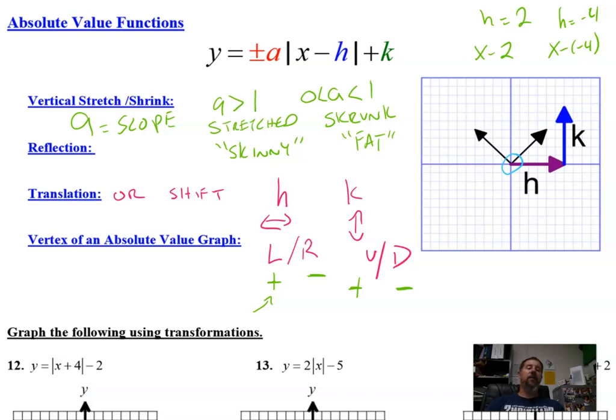And then the other thing the a value will do is if the a value is negative, it will reflect it, or it'll make it open down. And we call that a reflection. Okay, if the a is negative, the V is going to open down. It'll be like a mountain instead of a V. And again, that's because a is the slope.